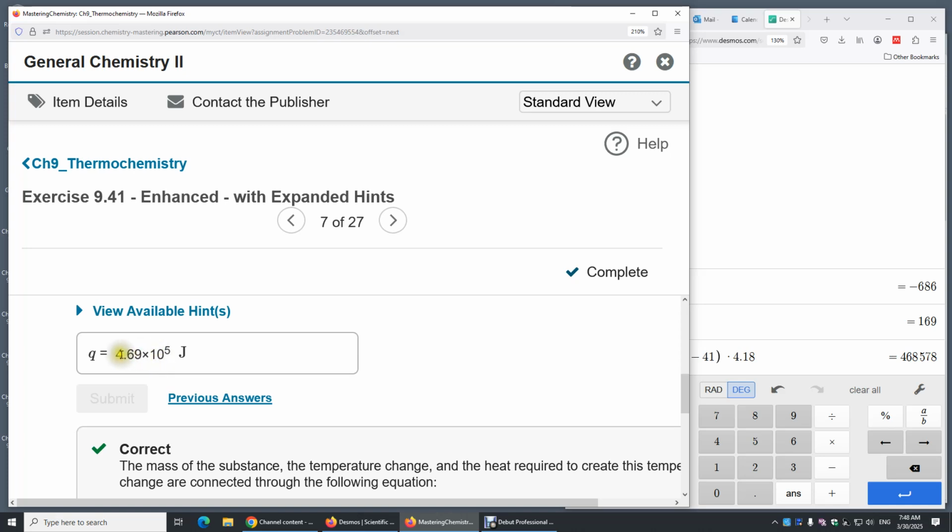If you write 469,000, that's a little ambiguous. The number of sig figures can be 3 or 4 or 5 or even 6. And this is more rigorous.